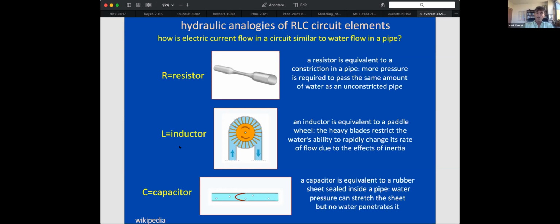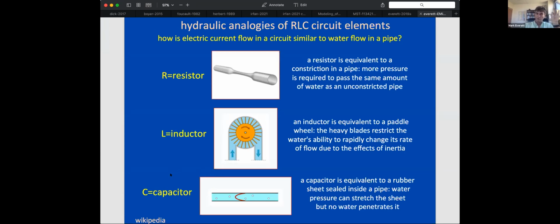Now, what about an inductor? In the hydraulic analogy, an inductor is essentially equivalent to a paddle wheel in a flow with very heavy blades, and it has some inertia. That's the key point: the heavy blades carry inertia. What that does is damp out rapid changes in the flow. If I suddenly increase the water flow through this system, there'll be some resistance from the paddle wheel because it has some mass and inertia that will at first resist that flow. But eventually, if you provide enough time, the paddle wheel will get up to speed and you will have a normal electric current flow in the steady state. So that's the hydraulic analogy of what an inductor is.